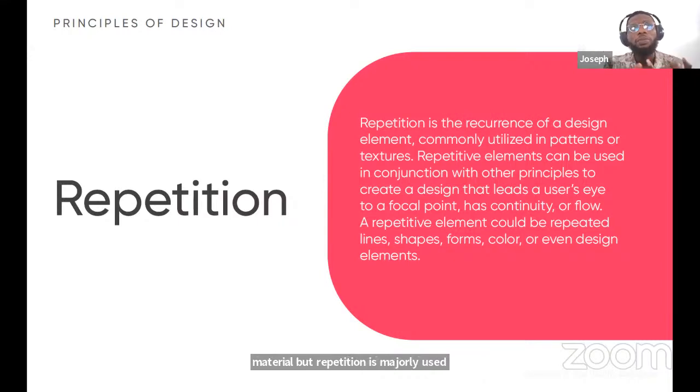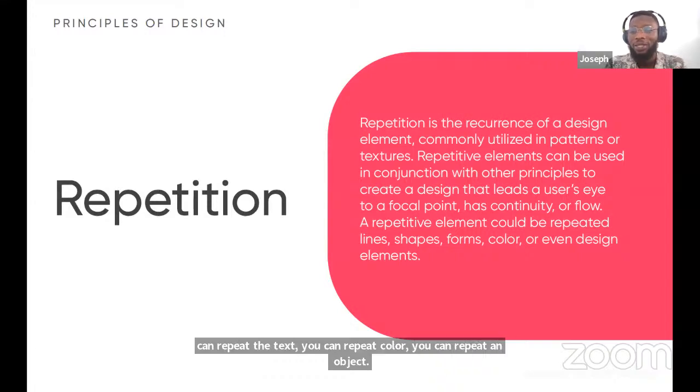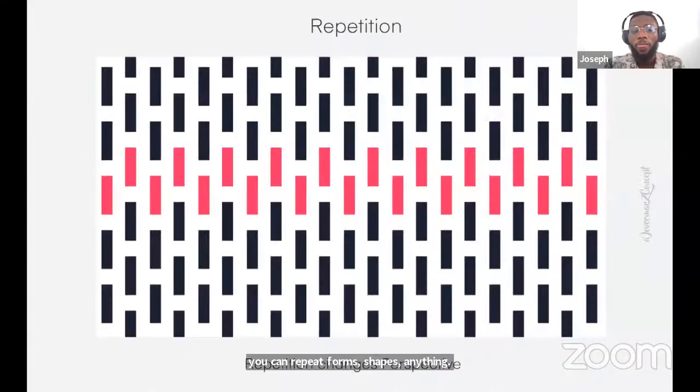But you could repeat a text, you could repeat color, you could repeat an object, you could repeat forms, shapes, anything can be repeated. See an example. These are all repeated. Just one shape repeated across board. This is what repetition looks like. So that pattern, in fact, I think I'm wearing something that has repetition all over it. So that's good as well.